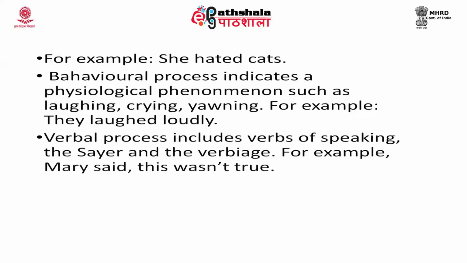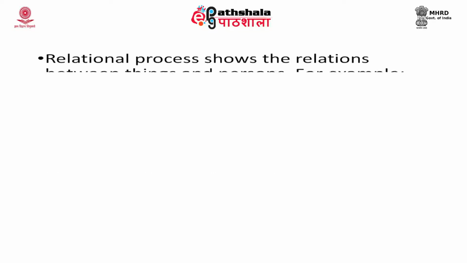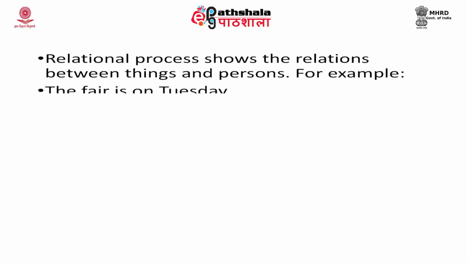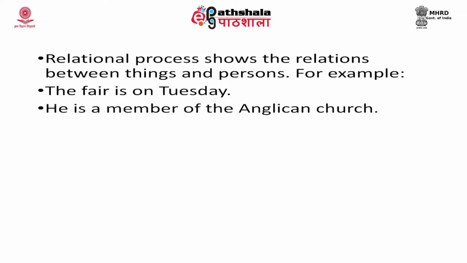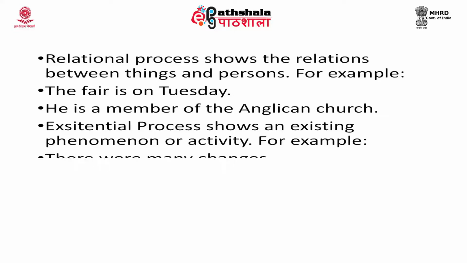Verbal process includes verbs of speaking, the sayer, and the verbiage. For example, Mary said this wasn't true. Relational process shows the relations between things and persons. For example, the fair is on Tuesday. He is a member of the Anglican Church. Existential process shows an existing phenomenon or activity. For example, there were many changes.